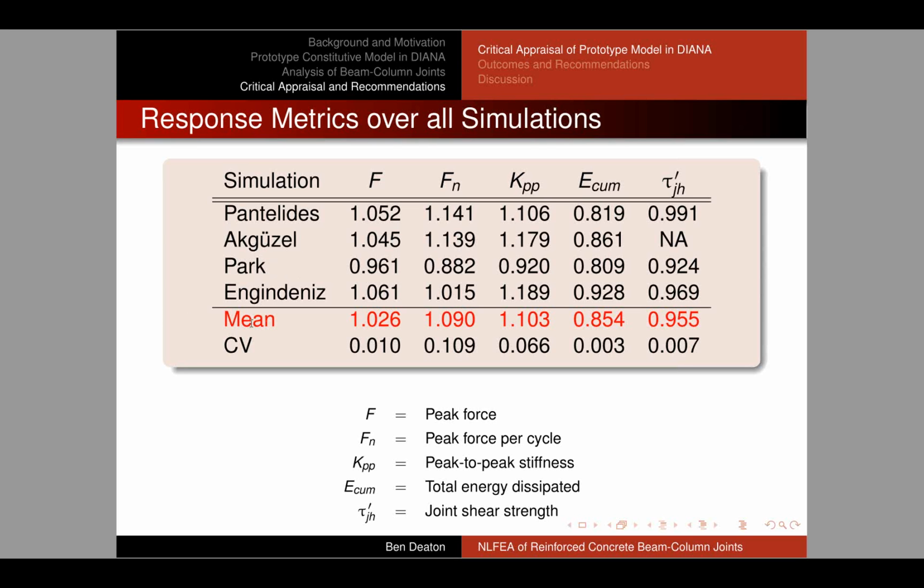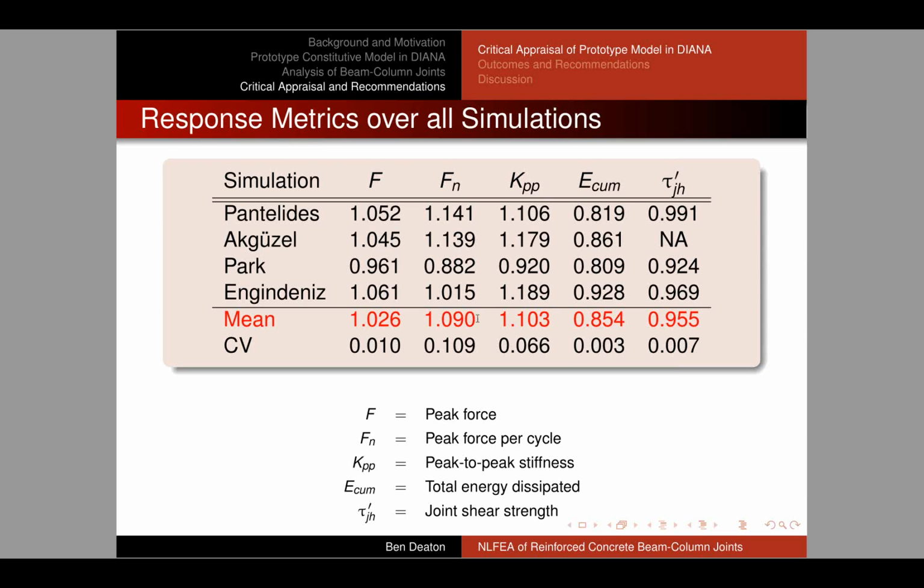And now you'll notice, I'll call your attention to the mean values. So as we go across, F refers to the peak force. So on average, we were able to predict the peak force within about 3%. If we wanted to know what was the peak force in any given cycle, we were able to do that within about 10%. That's because the model tended to, in some cases, be a little too strong in the post-peak cycles. But again, this is very good agreement overall.